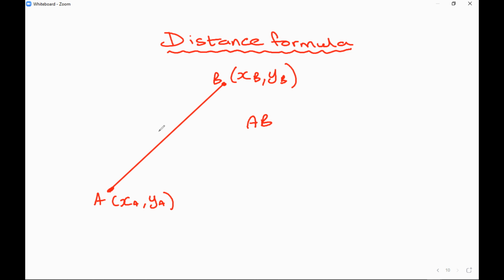Now, from here, the distance formula is calculated like this. AB, which is the length of the line, is given by the square root of the difference between the x values, so xb minus xa squared, plus the difference between the y values, so yb minus ya also squared.